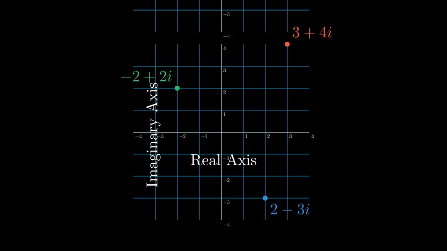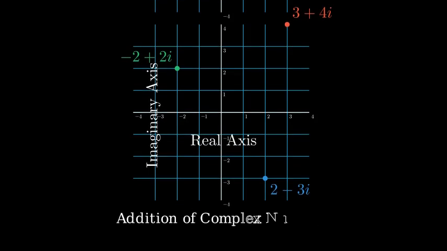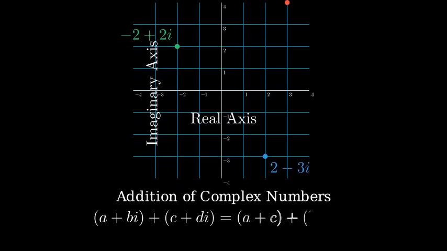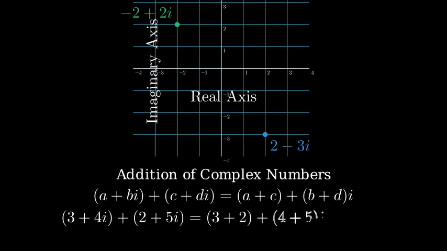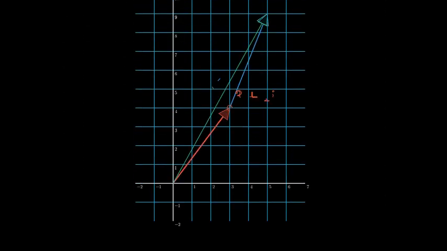Now that we understand how to represent complex numbers, let's learn how to perform basic operations with them. First, let's look at addition. When adding complex numbers, we simply add their real parts together and their imaginary parts together. For example, if we add 3 plus 4i to 2 plus 5i, we get 5 plus 9i.